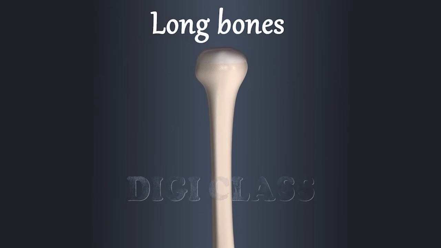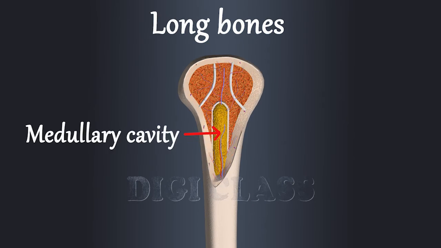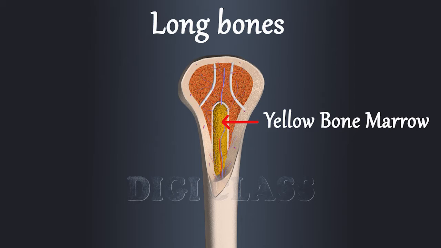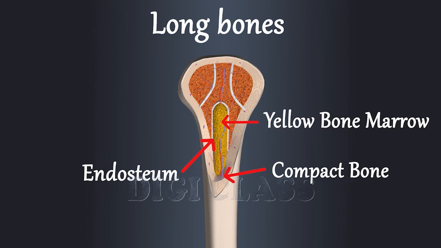The hollow region in the diaphysis is called the medullary cavity, which is filled with soft spongy tissue called yellow bone marrow. The walls of the diaphysis are composed of dense and hard compact bone. Lying inside the bone adjacent to the medullary cavity is a layer of bone cells called the endosteum. On the outside of bones, there is another layer of bone cells called periosteum.